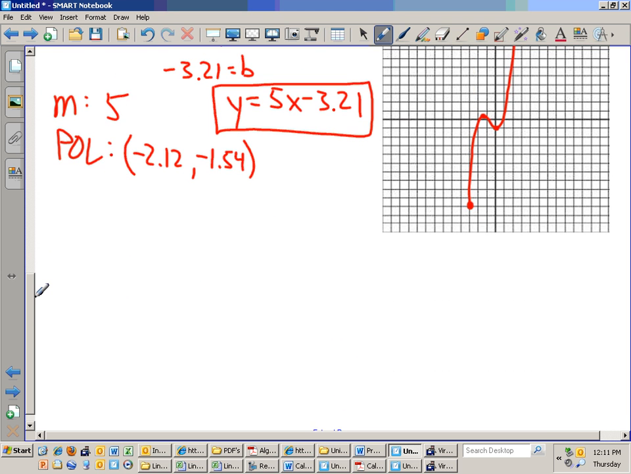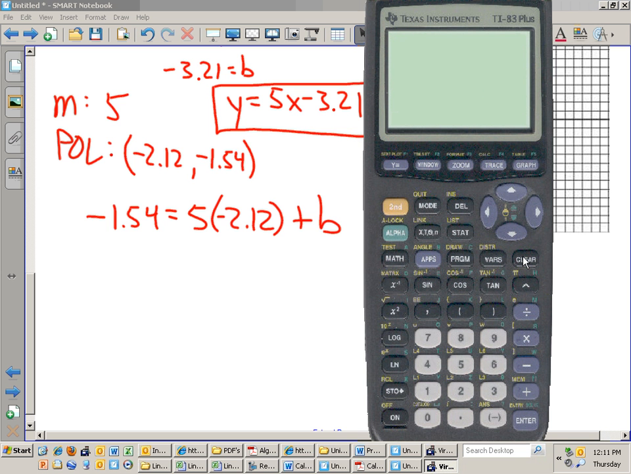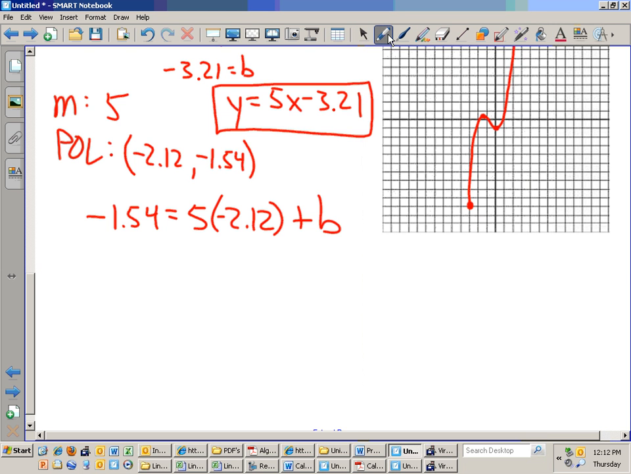And then the second one, y, negative 1.54, equals m, which is 5, times negative 2.12 plus b. b is 9.06. So y equals 5x plus 9.06.